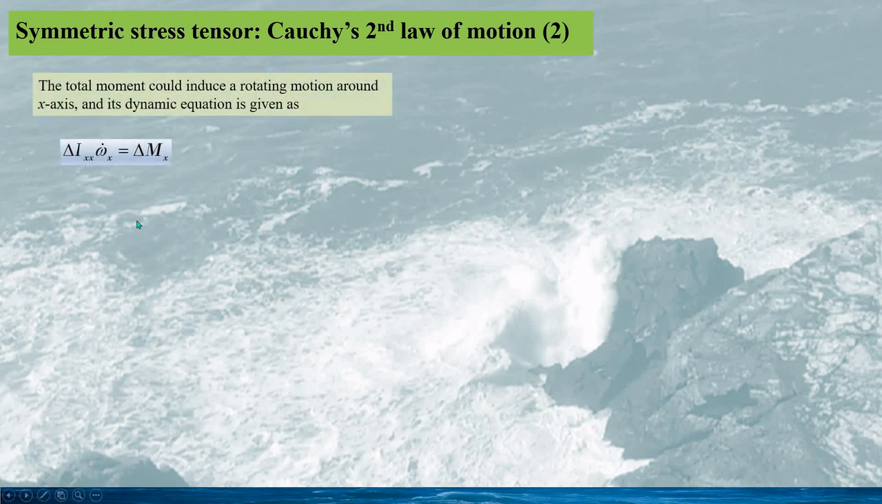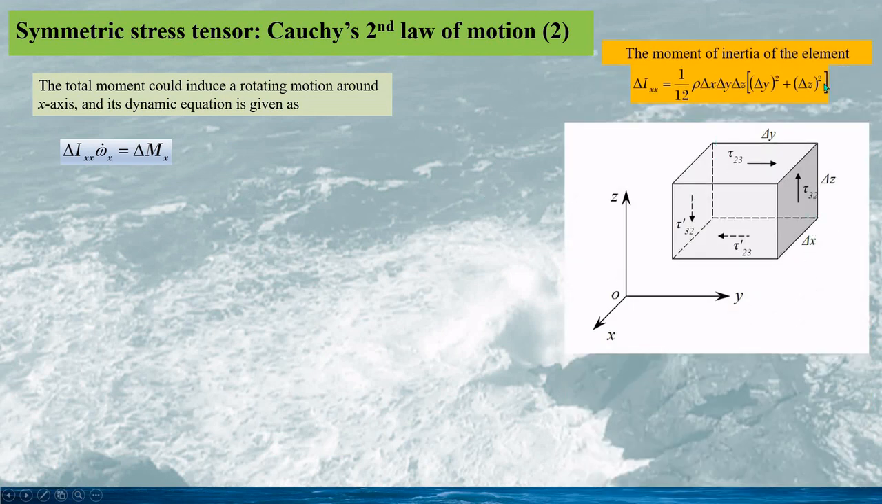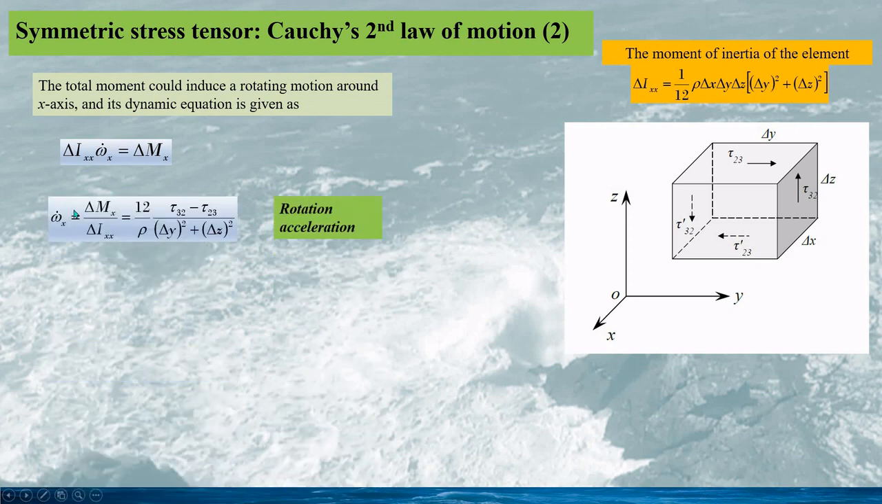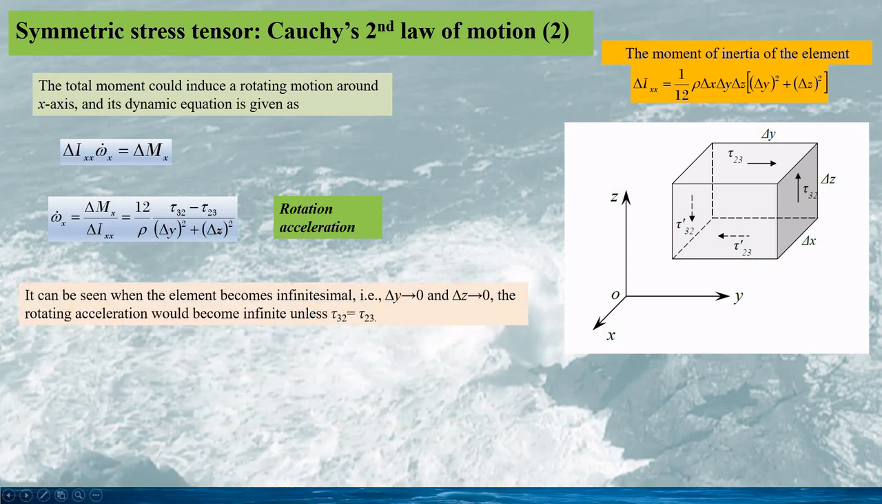Because of the moment acting on the element, its rotation motion around the x-axis would be given as this. For this element, the moment of inertia, delta I xx, is given as this. So putting this into the equation, we can calculate the rotation acceleration omega x dot as this. If the element becomes infinitesimal, that is, delta y and delta z are both close to 0, the rotating acceleration would become infinite unless tau 32 equals tau 23. Similarly, we can prove tau 12 equals tau 21 and tau 31 equals tau 13.